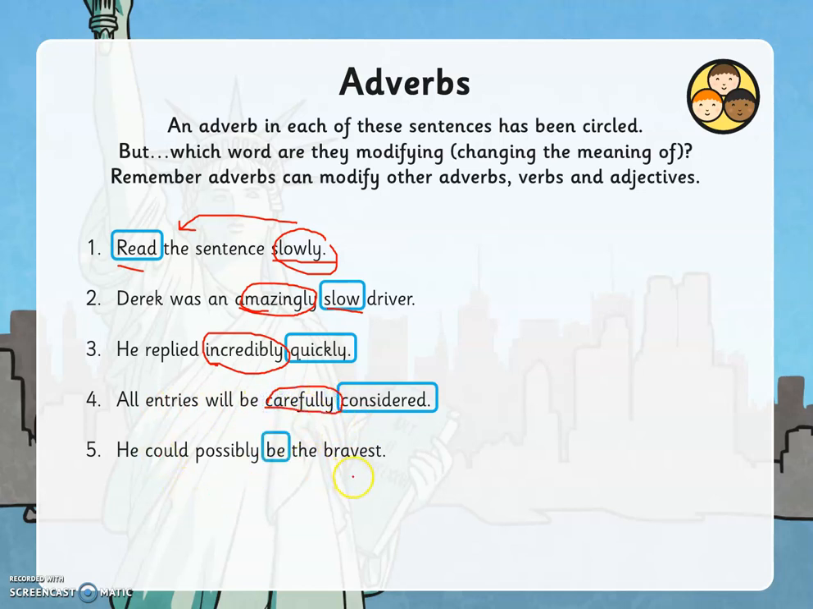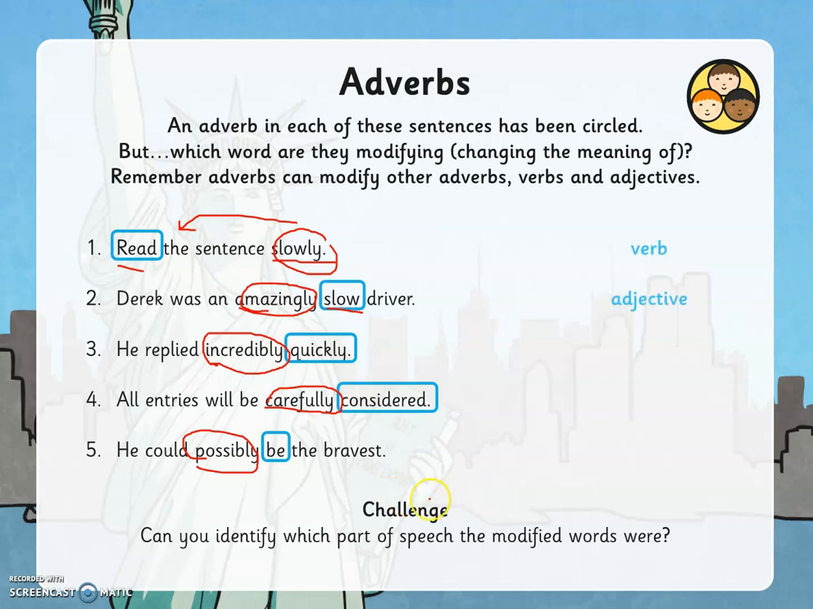He could possibly be the bravest. So, rather than saying he is the bravest, it's only possible, isn't it? So it's not certain. That's again what I'm thinking of here, where we're going back to thinking about the degree of possibility. It's not that he is the bravest. It's not definitely he is the bravest. It's just that he could be. So we'll move on very quickly. So again, that shows you what's changed what.